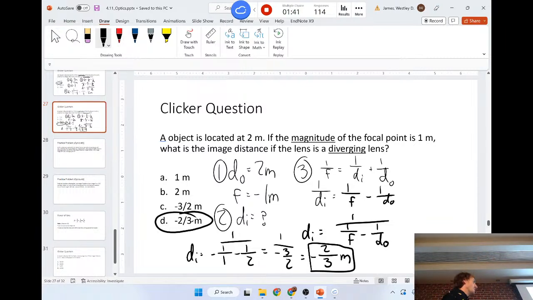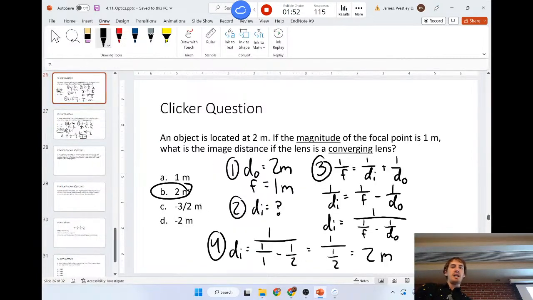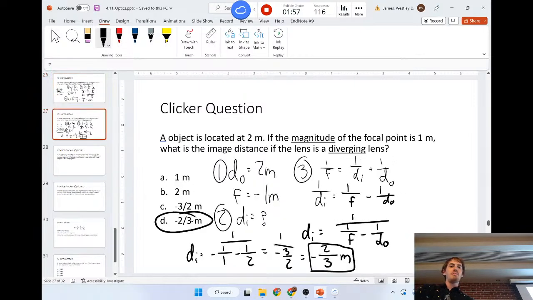So this problem doesn't really have any trickery to it. You just basically have to make certain you know that the focal point is negative, and then everything else is the same. It's the exact same problem as the last one. If I go backwards, my step 3 looked identical. They look absolutely the same. All I did was change it from 1 over 1 to -1 over 1. But the answer comes out drastically different. Previously, the answer was 2 meters. Now it's -2/3 meters.